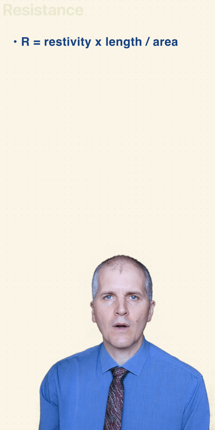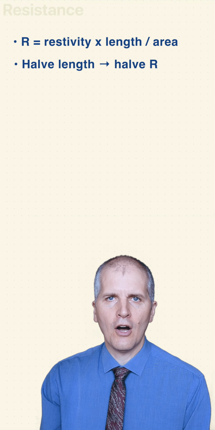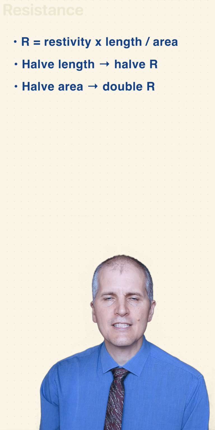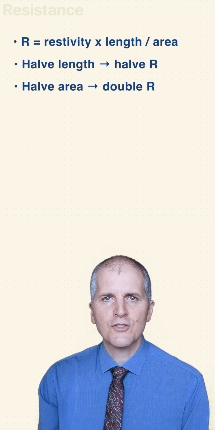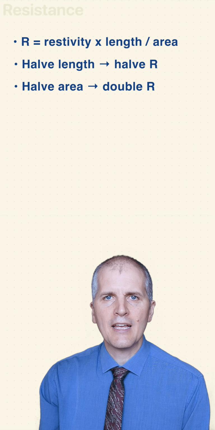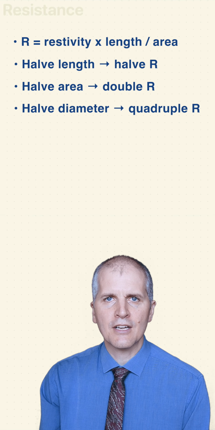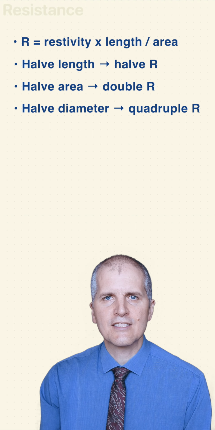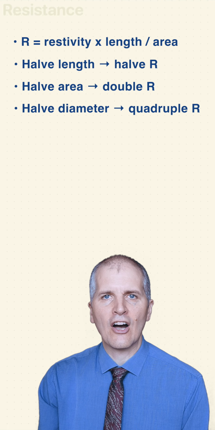You probably don't need to worry about resistivity, but you do need to know that if you halve the length, you're going to halve the resistance. And if you halve the cross-sectional area, you're going to double the resistance. Be careful though, because we are talking about cross-sectional area. So if you halve the diameter, that means you're going to quadruple the resistance because the area of a circle is equal to pi r squared.